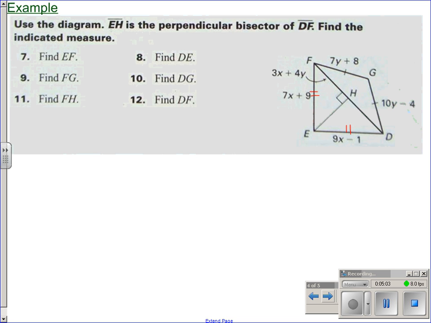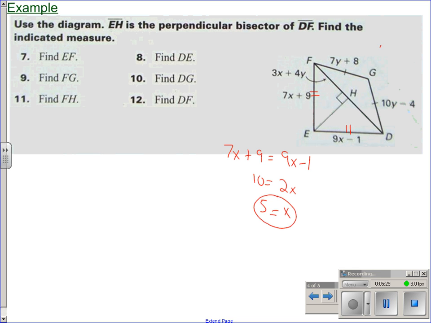So we got some x's and y's in here. What we're going to do is just off to the side, we know FE and DE are the same. So 7x plus 9 equals 9x minus 1. That gives me 2x equals 10. X is 5. So it's not our answer. The question wants to know segment lengths, but we need the x value.